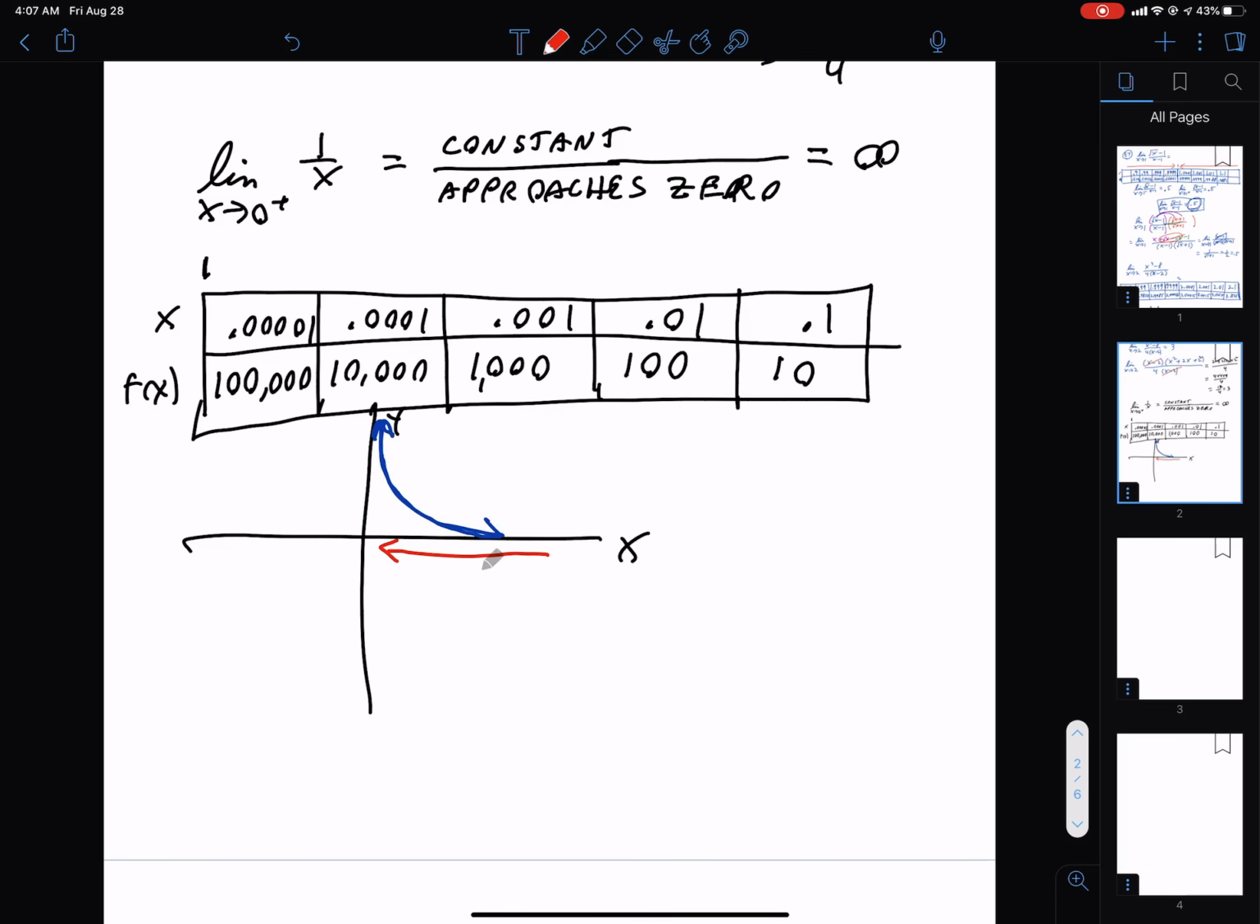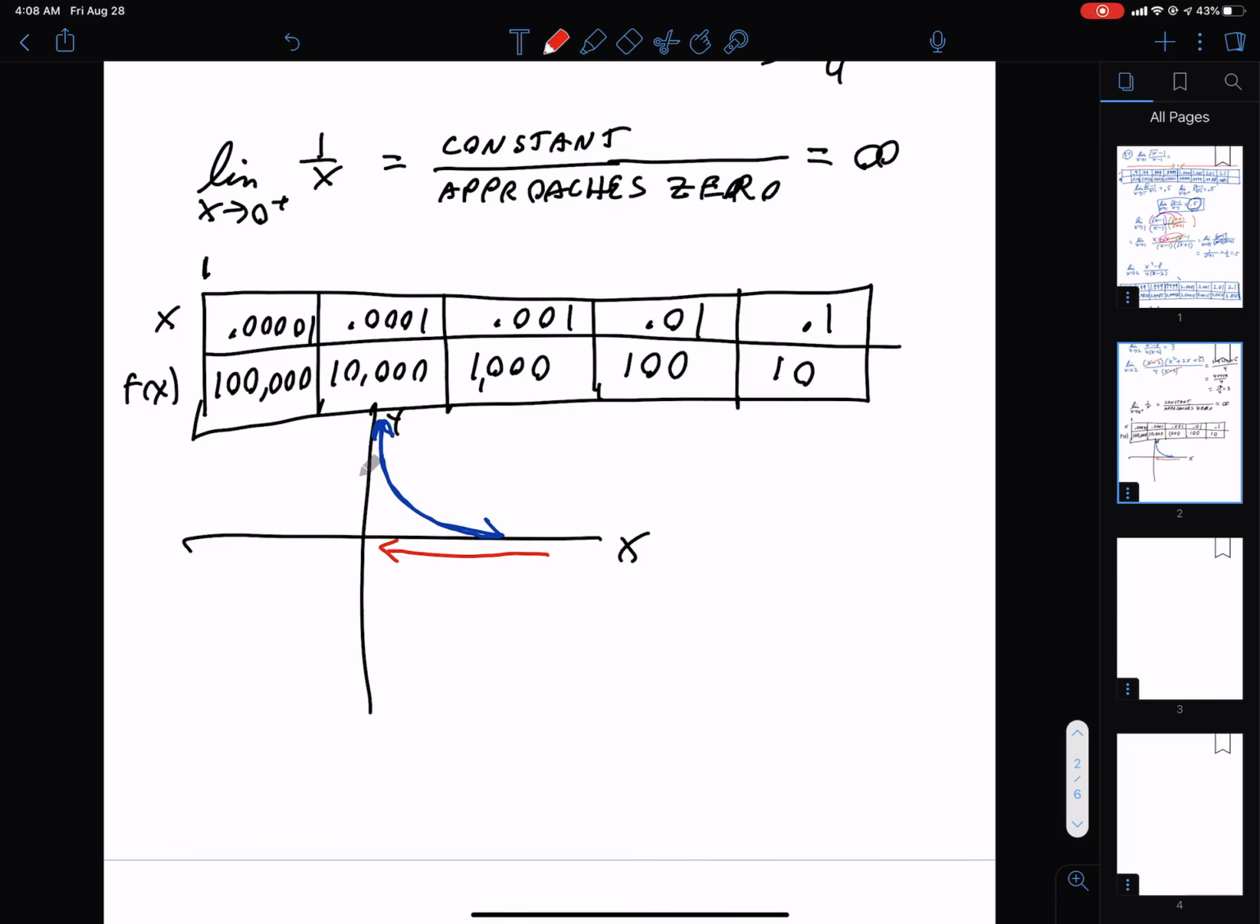So as I approach 0 from the right, the y value just keeps getting bigger and bigger and bigger. And so basically we have a vertical asymptote at 0 because I can never reach 0. If I were to divide by 0, this would be undefined. The function would not exist. So the function does not exist on the y-axis, so the line never touches it. But this graph gets bigger and bigger and bigger, so therefore we have a vertical asymptote there.